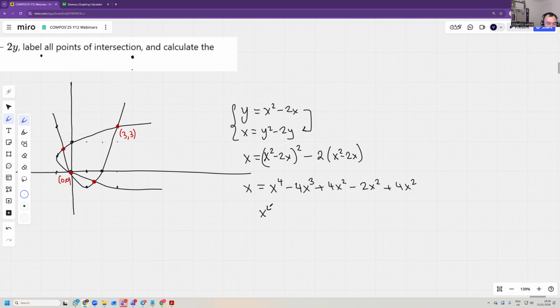Okay, so x to the power 4 minus 4x cubed plus 6x squared minus 5x equals 0. So x is either 0 or x cubed minus 4x squared plus 6x minus 5.